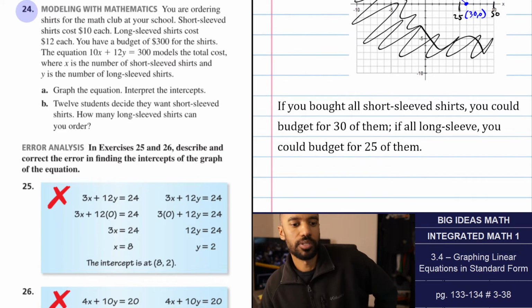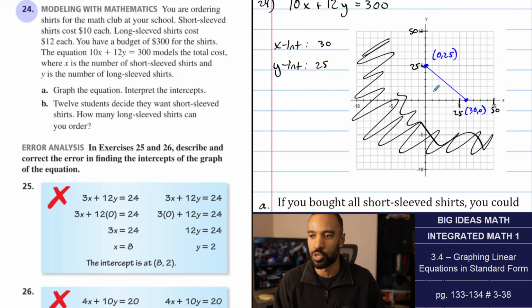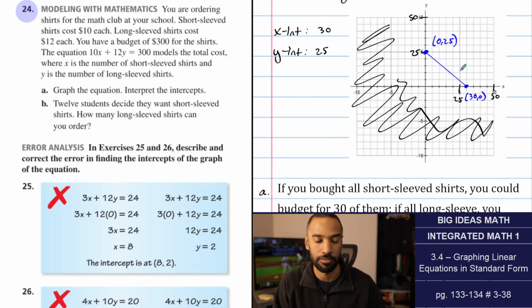Part B, 12 students decide they want short sleeve shirts. How many long sleeve shirts can you order? I like that they said that instead of find 4 possible solutions, because with my scale, I'm not hitting any of those other integer values. You have to keep in mind, though, these are by increments of 5, multiples of 5.